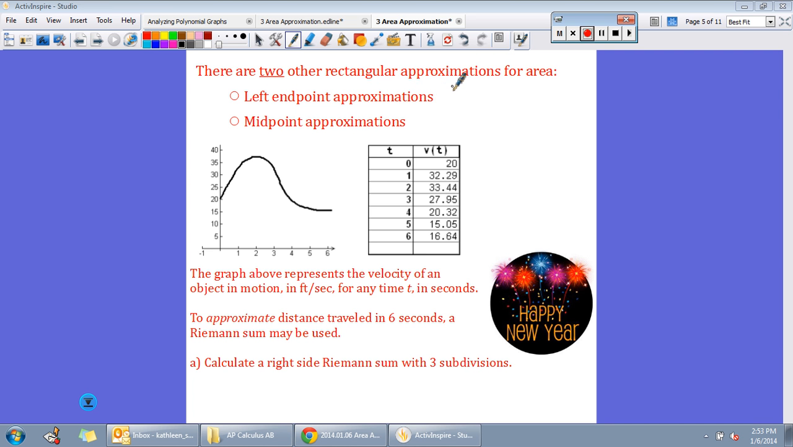Our left endpoint approximations are abbreviated L n, and our midpoint approximations are abbreviated M n. Now, we did this example in class, so when we are going through and calculating a Riemann sum, it depends on whether it's a right side, a left side, or a midpoint. So for a right sum with 3 subdivisions, we have an interval from 0 to 6, and if we want 3 subdivisions, our delta x is going to be 2.